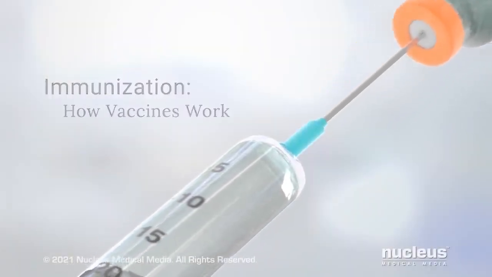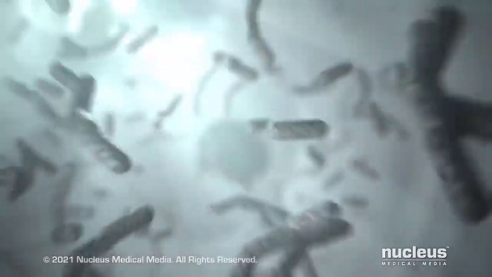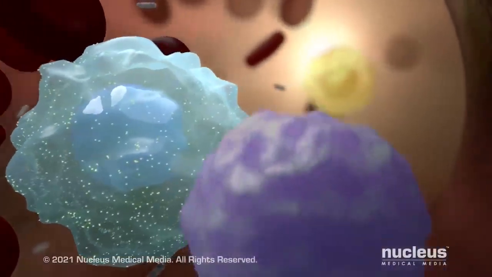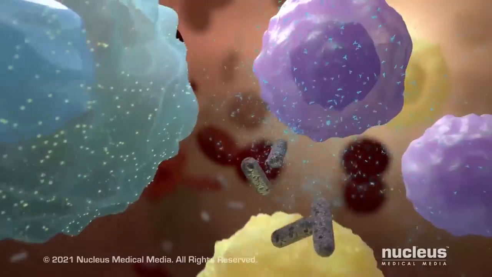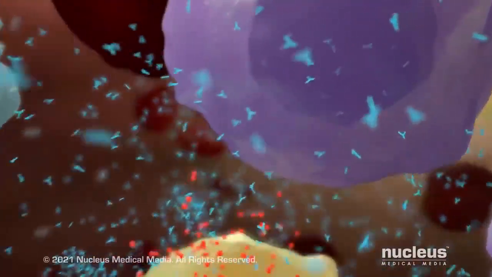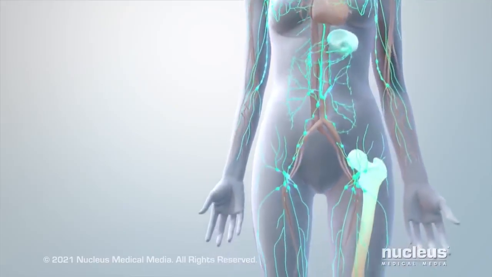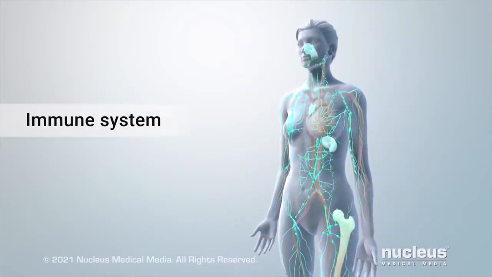Immunization is the process of becoming immune to or protected against a disease, usually by receiving a vaccine. Vaccines stimulate your immune system to protect you from certain diseases, so you won't get sick or get an infection. Normally, the organs and cells of your immune system defend your body from harmful germs, such as bacteria and viruses.